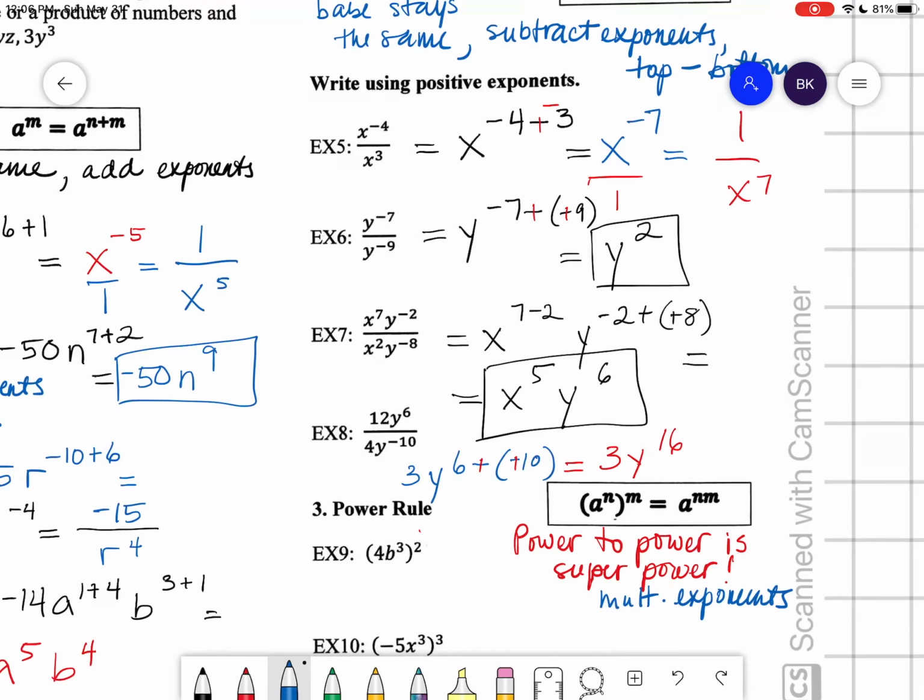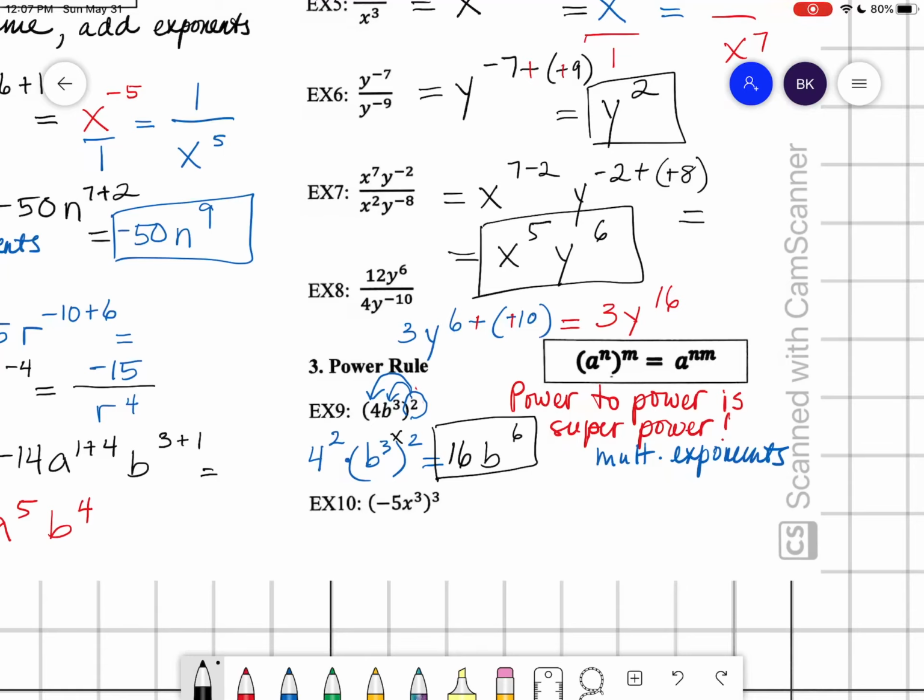In the first example, now I need you to be paying attention very carefully. This exponent of 2, remember, it belongs to every factor on the inside of the parentheses, every single factor. So it's 4 raised to the 2nd power times b to the 3rd raised to the 2nd power, okay? And we're just going to simplify these. 4 to the 2nd is 16, and then b to the 3rd to the 2nd, power to power, superpower. 3 times 2 is 6, so b, the base stays, and then you multiply the exponent. So your final answer is 16b to the 6th power.